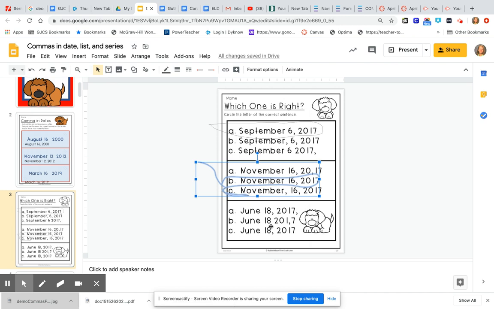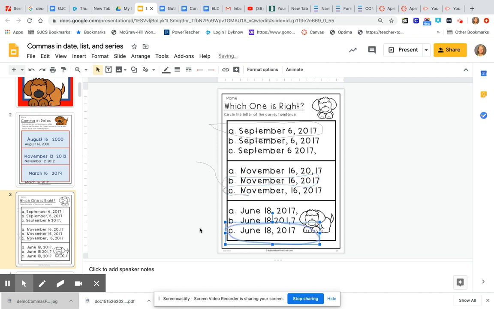Then I'm going to come to the bottom one, June 18th, 2017. They're all the same. And so I'm going to look. It has a comma after the day of the month, but look, it has a comma at the end too, and it doesn't need it there. When I look at letter B, I see that has June 18th, no comma after the day of the month, so I don't even need to look any farther. Letter C, I can see that it has a comma after the day of the month and no other commas. So I know that this is the right thing. So I'm going to circle letter C because that's the one that's right.